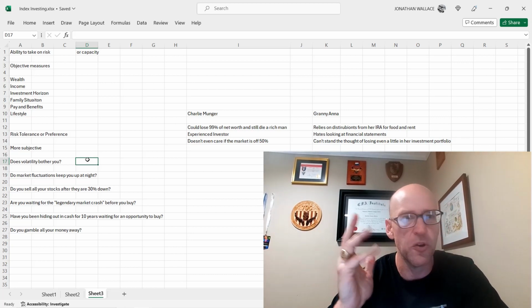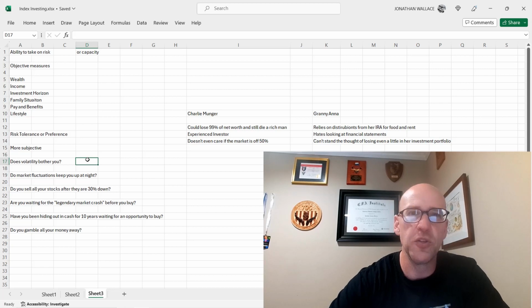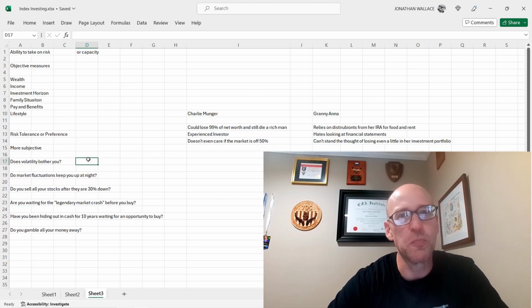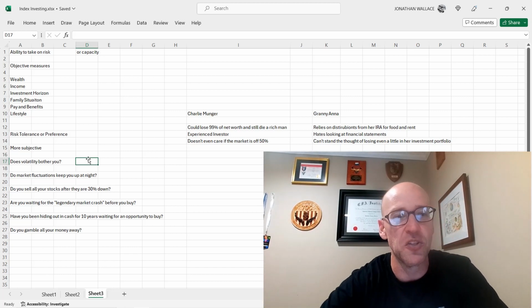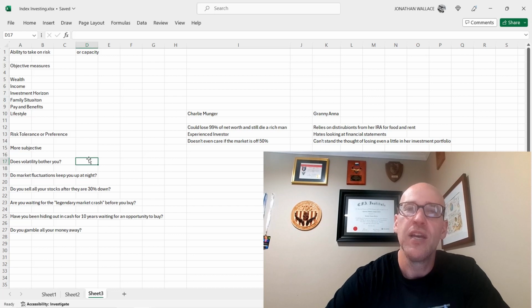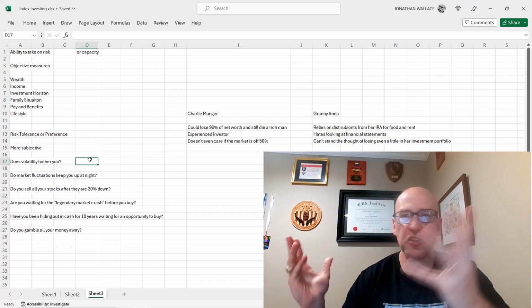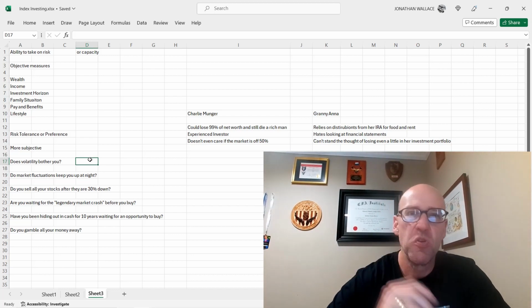COVID crash, down 30%. 2022, not a great year for the market. 2023, much, much better, almost up 30%, double digits there. If this volatility bothers you, then your preference to take on risk is going to be lower. If it just kind of rolls off your back, you might be fine.